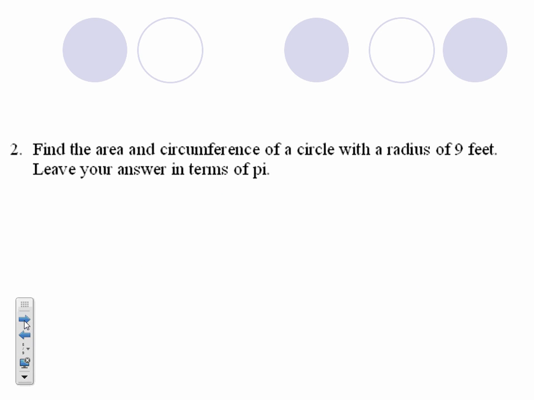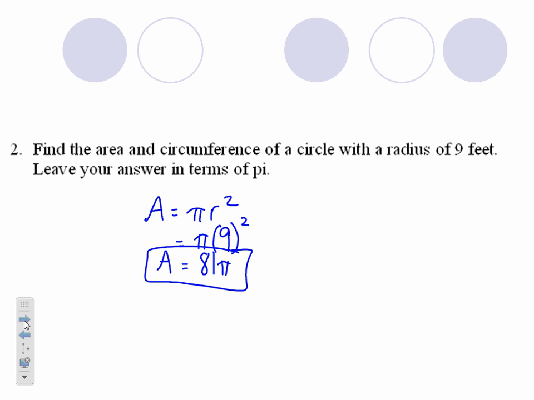So let's look at the second one. Find the area and circumference of a circle with a radius of 9 feet. Leave your answer in terms of pi. Similar to the last one, area equals pi r squared. We plug in the 9 for the radius. 9 squared is 81, so this is 81 pi. It says we don't have to figure out the decimal value, so 81 pi feet squared.